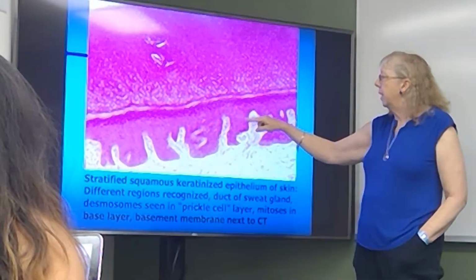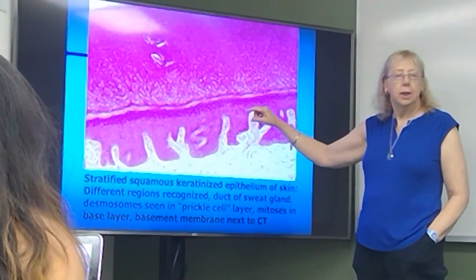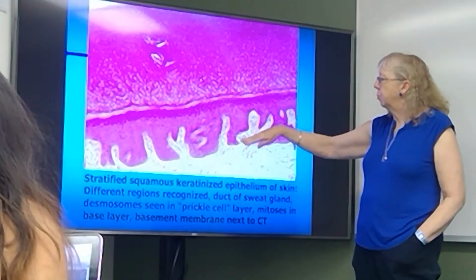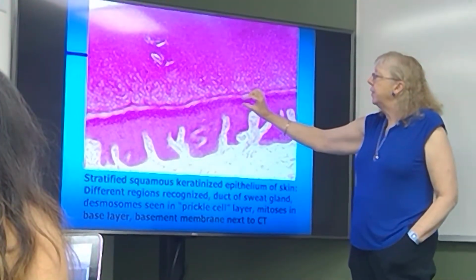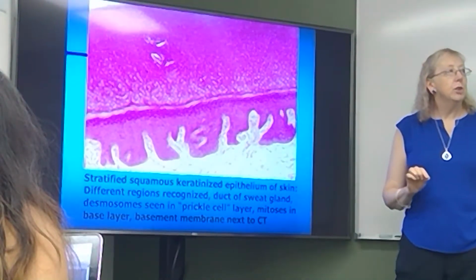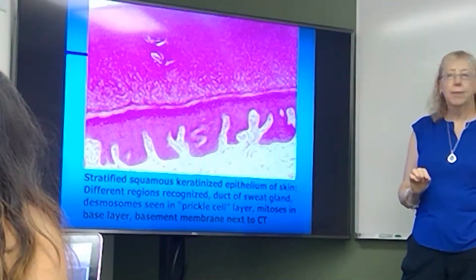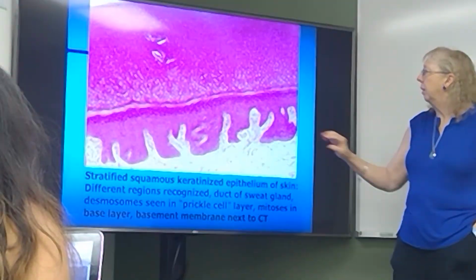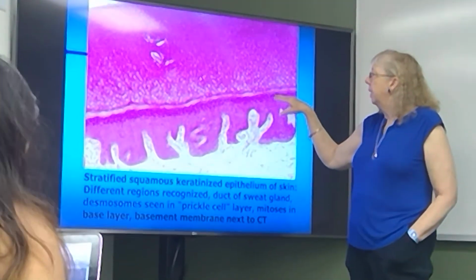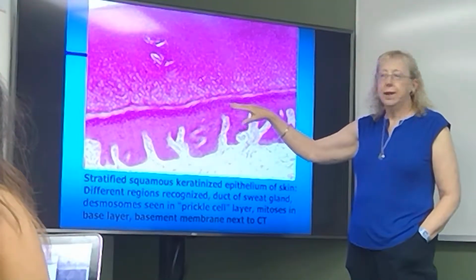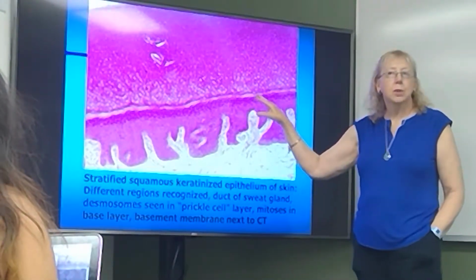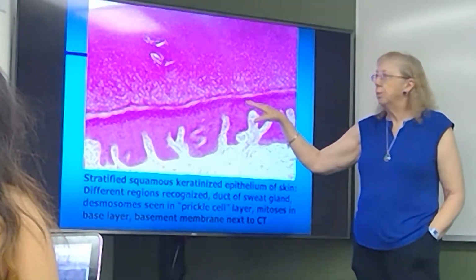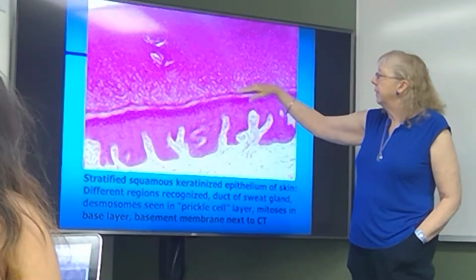Then those cells keep moving up and getting pushed out as more cells divide and produce new ones. And then they start to undergo this process where they lose the nuclei. And we have a layer here where those nuclei are breaking down, and there's a change in synthesis to be producing more keratin filaments. And then that's on the other side.